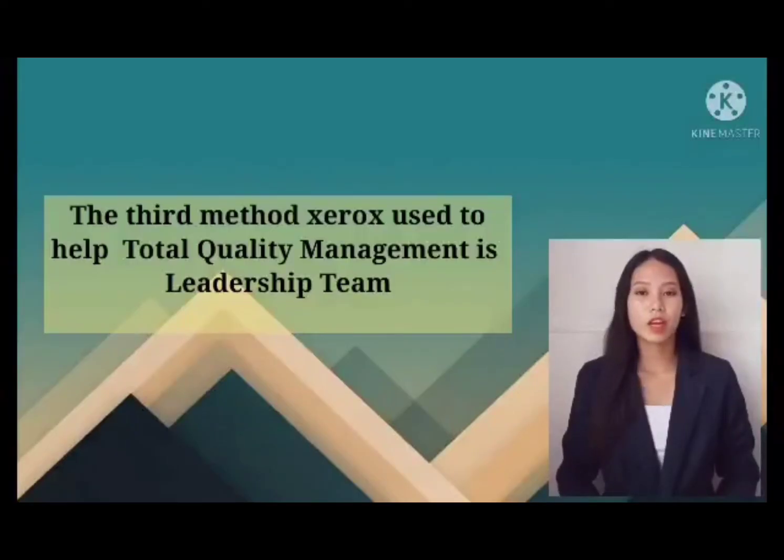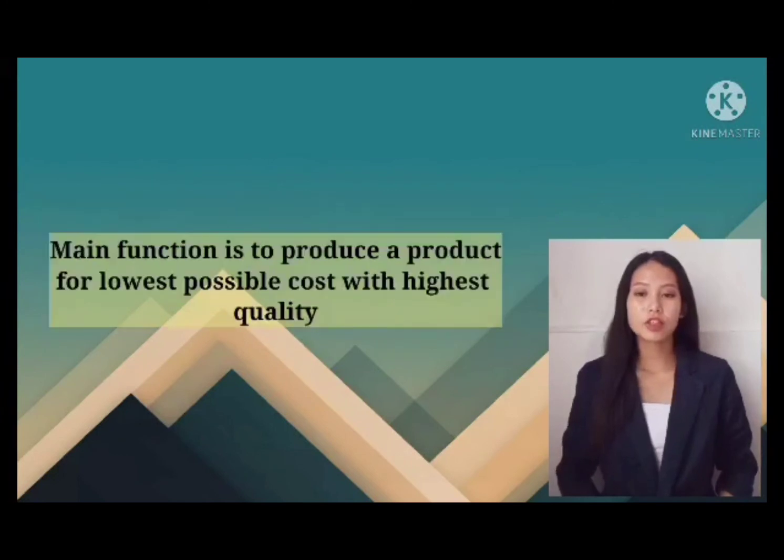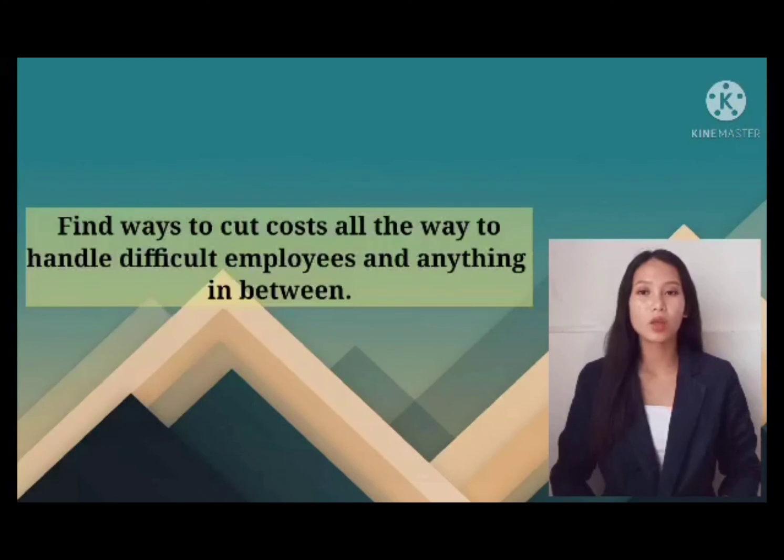The third method Xerox used to help total quality management is leadership teams. These teams consist of a group of people with different areas of specialty. The main functions of the teams are to produce a product for the lowest possible cost with the highest quality. These teams can have jobs that range from finding ways to cut costs all the way to handling difficult employees and anything in between. The teams generally decide on what special project they are going to work on.